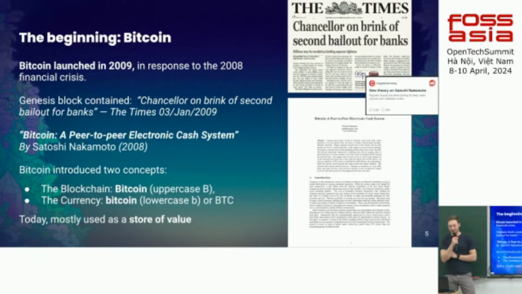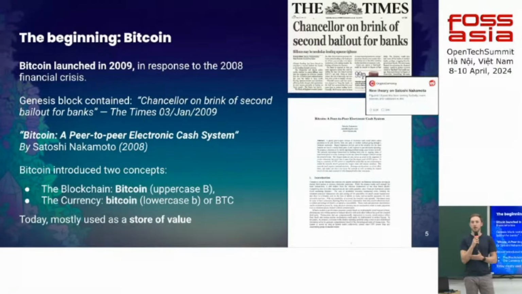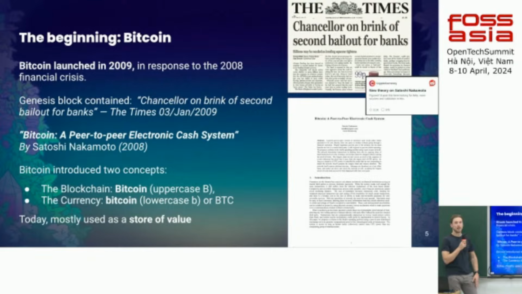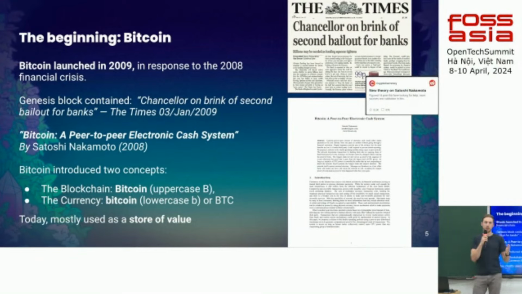Check that out. So this pseudonymous founder released a paper in 2008 called Bitcoin, a peer-to-peer electronic cash system, and pretty much stated the objective of Bitcoin. It was aimed at being a peer-to-peer transactional system that worked with a currency called bitcoin with a lowercase b. It also introduced another concept, the blockchain with a capital B, and the blockchain is called Bitcoin. Today, it's mostly used as a store of value, and you can also send money internationally to your peers using this protocol.